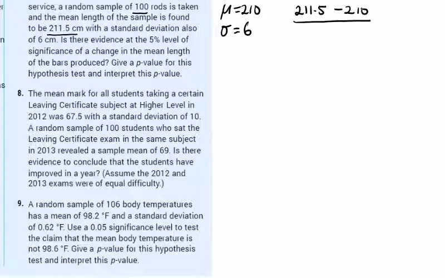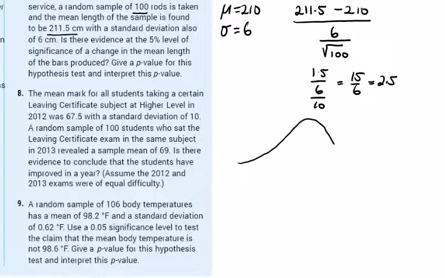And we're going to divide by 6 for a one-test z-score, but with the standard error of the mean, we're dividing by the square root of n, because it's the sample. So we're going to get 1.5 over 6 over 10, which is 15 over 6, which is 2.5. So let's have a look at our critical region, as we mentioned before.